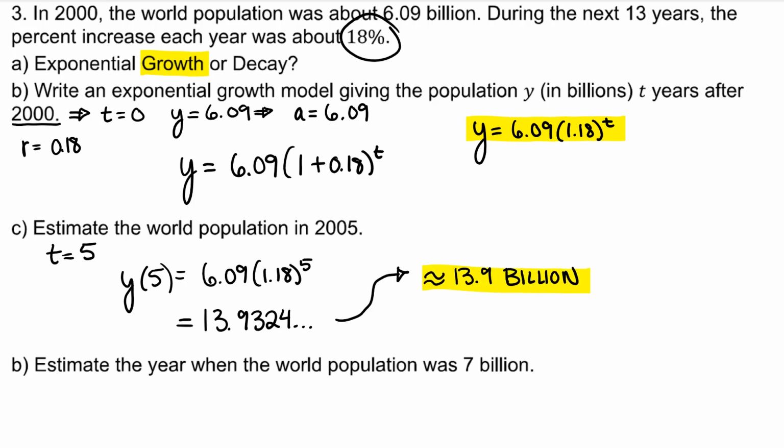Estimate the year when the world population was 7 billion. 7 billion seems closer to the year 2000, so maybe I'll plug in t equals 1 to represent 2001 or t equals 2. Y of 1 is approximately 7 billion. So in around the year 2001, the world population was approximately 7 billion.